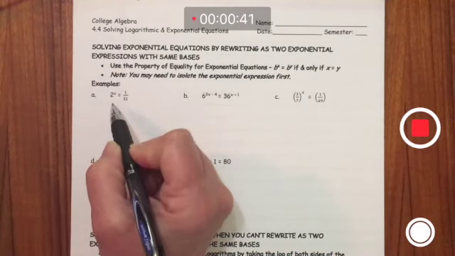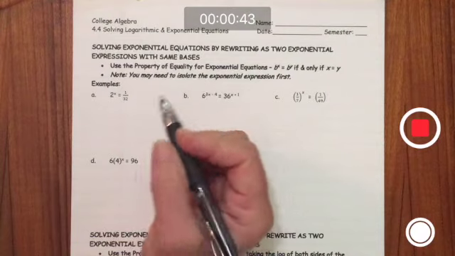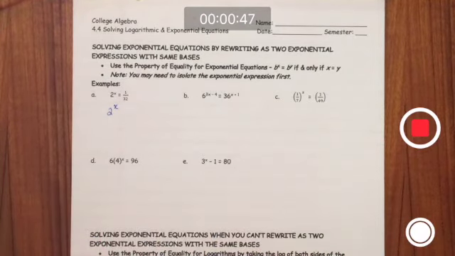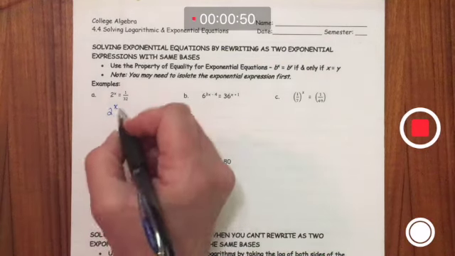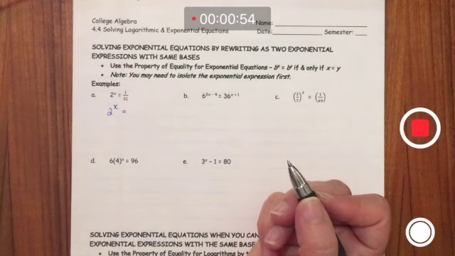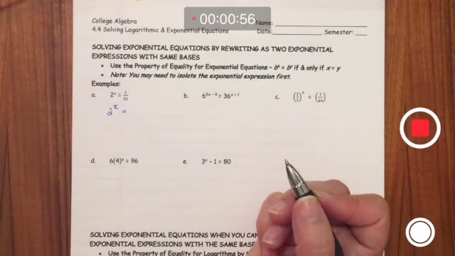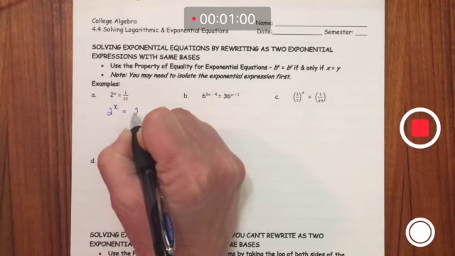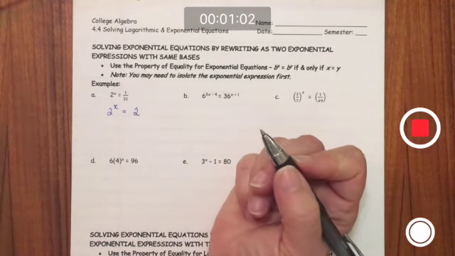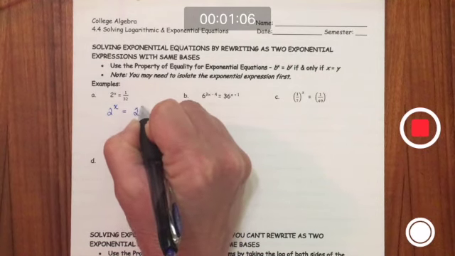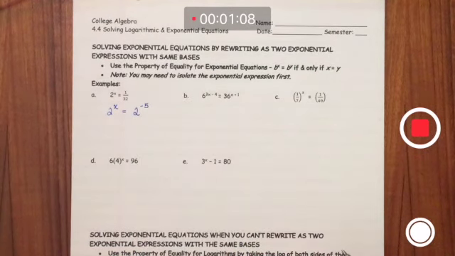In this first example, on the left side of the equation, we have 2 to the x power, which can't be rewritten as anything else. On the right side of the equation, however, 32 is a power of 2, so I can rewrite it as 2 to some power. Now, because it's a reciprocal, I need a negative exponent. So 2 to the 5th is 32, so 2 to the negative 5th is 1 over 32.